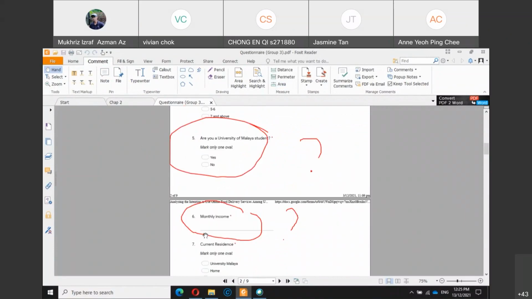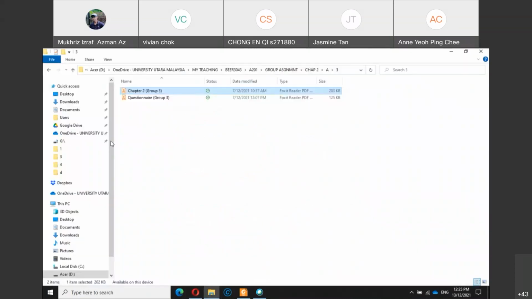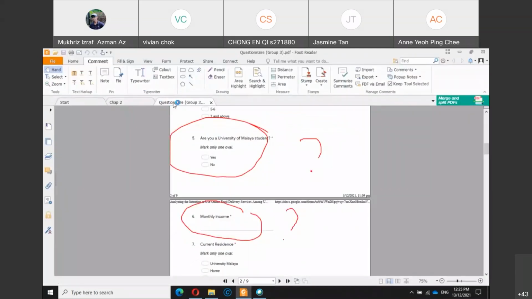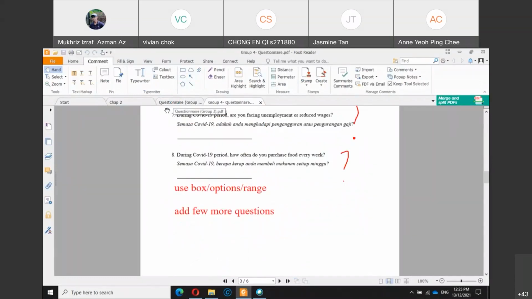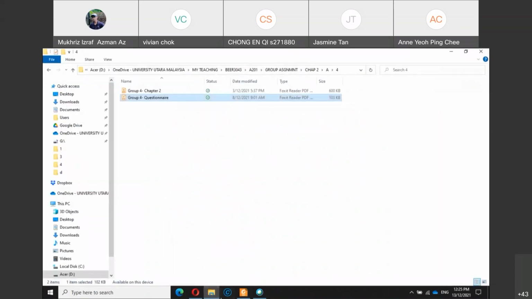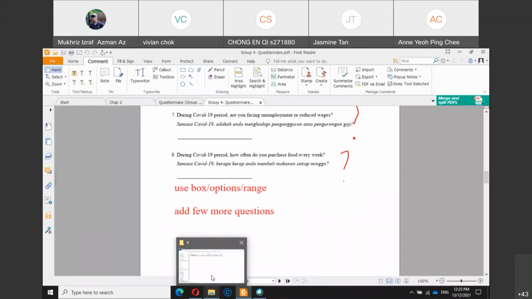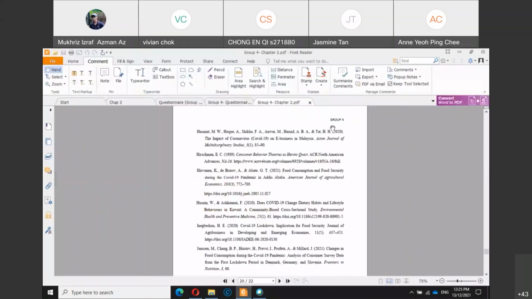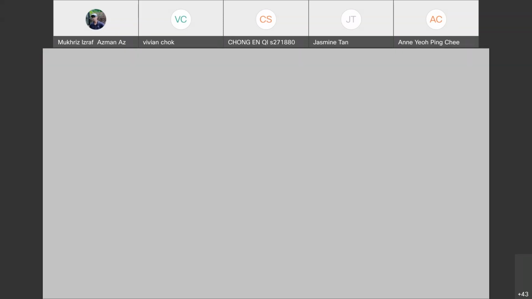Then some questions are on monthly income. You cannot put income for students. You need to check past years' theses or journals to see how they construct questions when it comes to students. Did you get the income question from a thesis, or did you create the income question yourselves? For that part, we created our own. See, so you cannot create questions. If your respondents are students, you cannot put income.